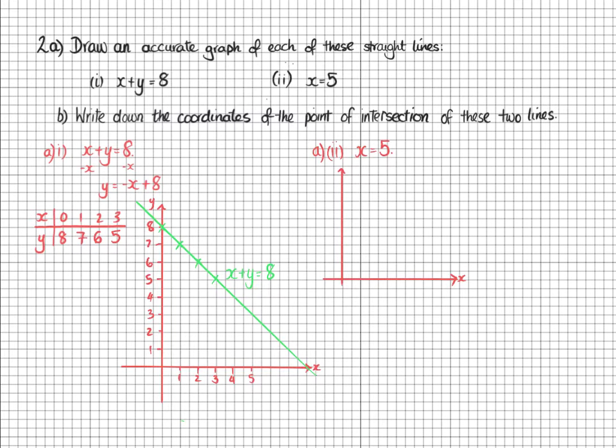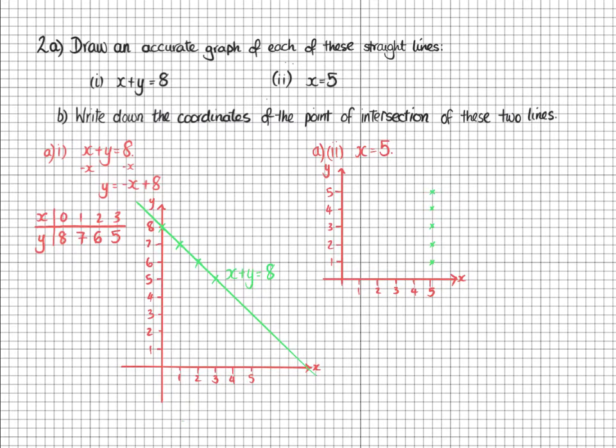What we know is that no matter what, x is always 5. So it doesn't matter whether our y value is 1 or 51, x is always 5. So our line is going to be at 1, x is 5, at 2, x is 5, at y is 3, x is 5. x is always 5.